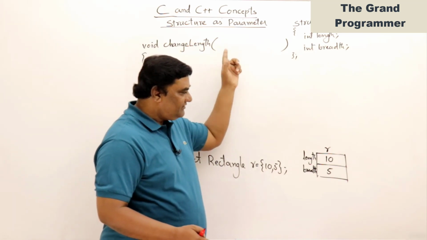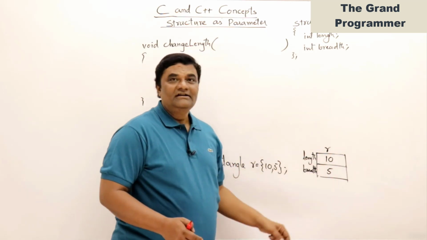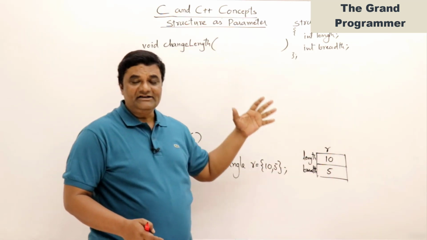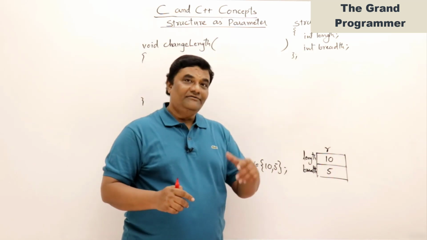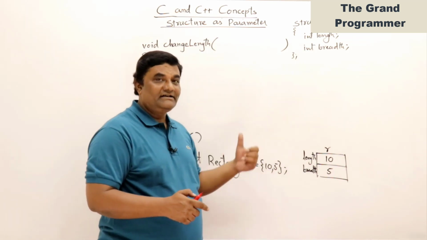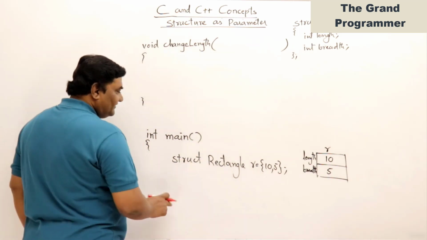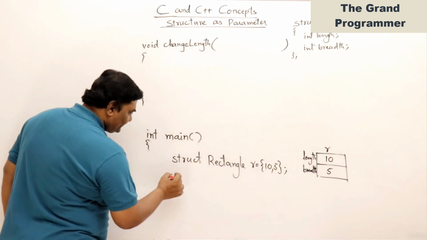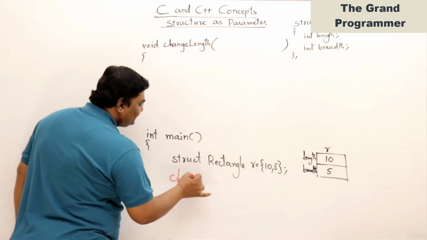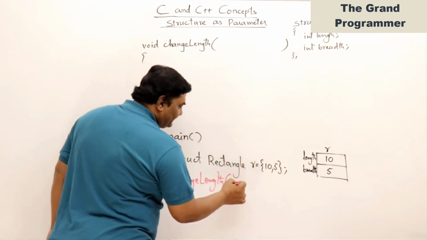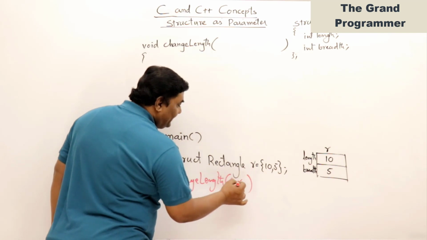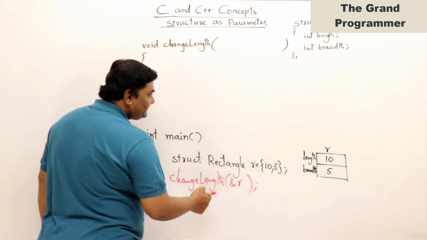So we want this function to change this length. When you want some function to modify the actual parameter, then it must be call by address or call by reference. So we are learning call by address. Let us write call by address. First of all, from here I should call that function change length, right? Then what is the parameter I should pass? Rectangle. By address, so I should pass ampersand address.